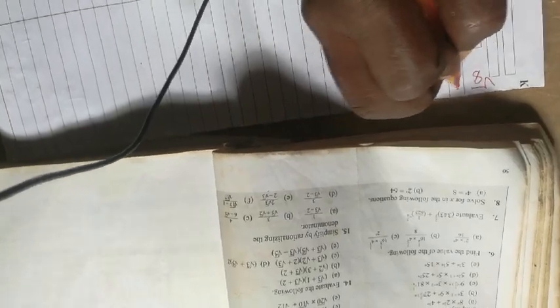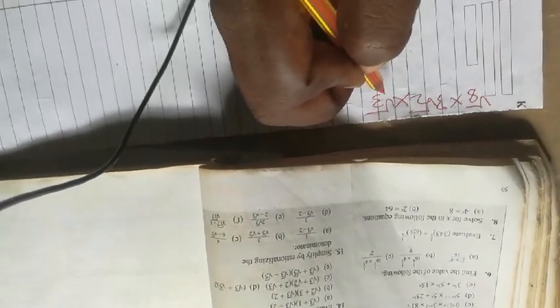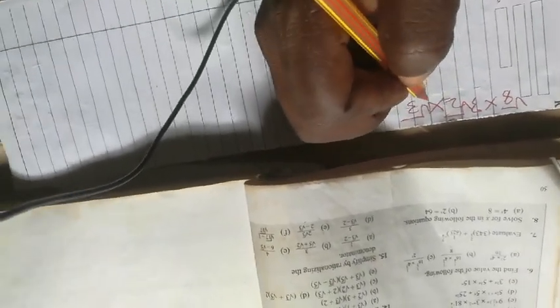If you go to the same question, question number 13b states that root 8 times 3 root 2 times root 3. We say solution.